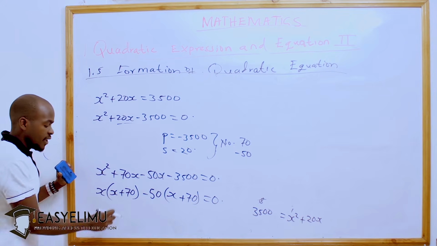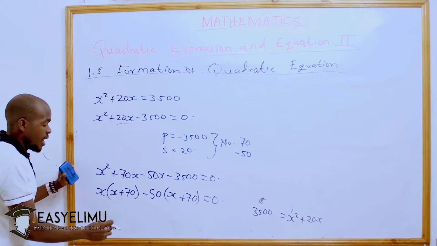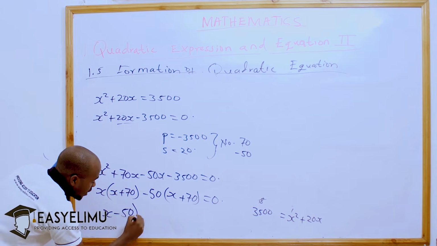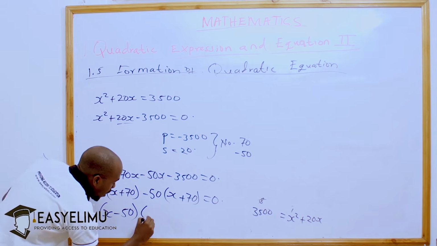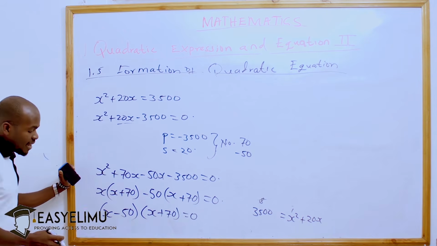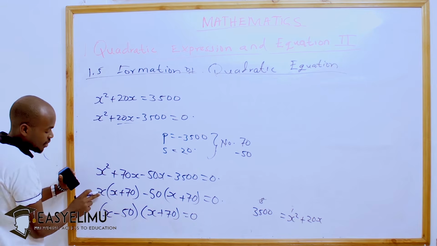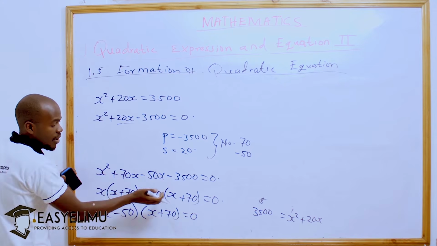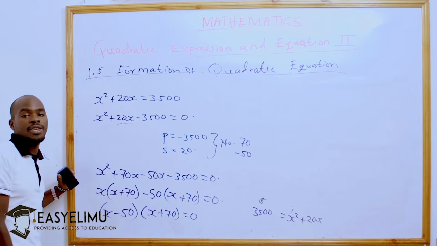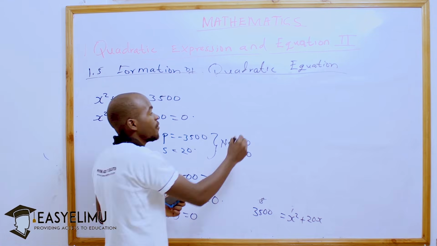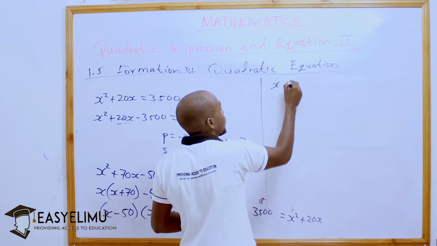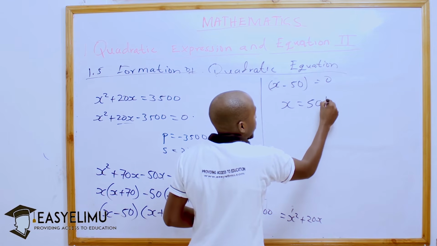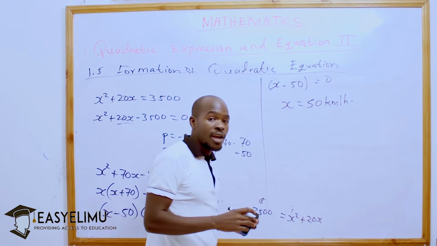Since the two terms in the bracket are equal, then I will take the ones which are outside and factor them together into one bracket, such that I'll get x minus 50. Then after doing that, we shall find that if you factor out the outside bracket, you are going to get x minus 50, and the one which is in the bracket, you are going to get x plus 70 equals 0. Then we shall equate one of the brackets to 0, that is x minus 50, for example, is equal to 0, and have our x as 50 kilometers per hour, because it was a speed.